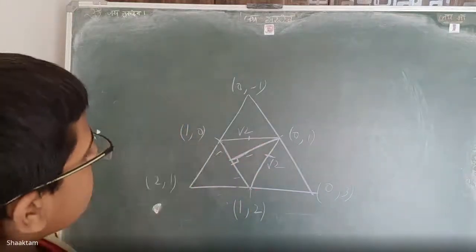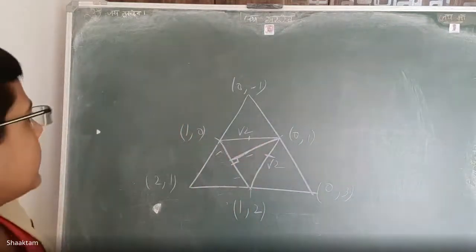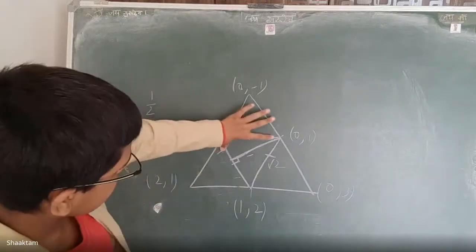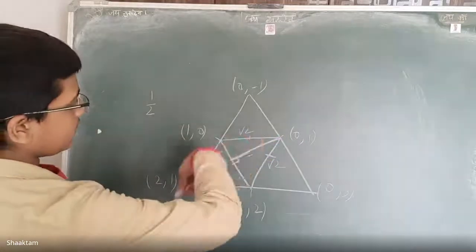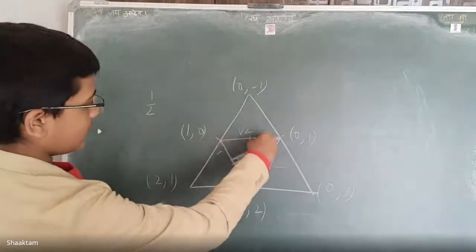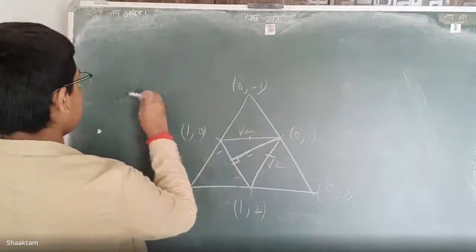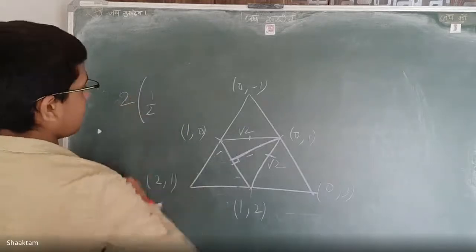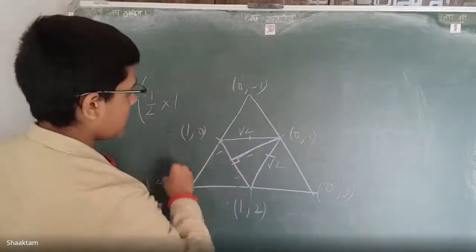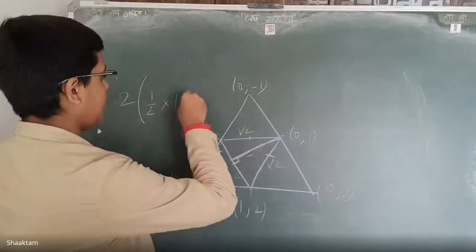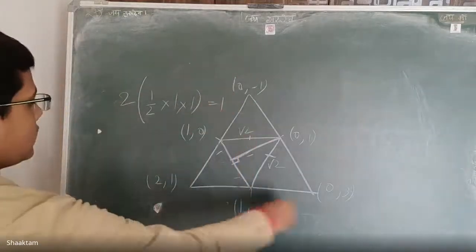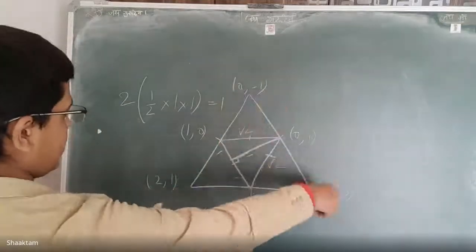And then we can say, the area of a triangle is half into base into height. Let me take these two triangles. They are congruent since the sides are 1, root 2, 1 and 1, root 2, 1. So 2 into half of 1 is the base and 1 is the height. So 2 into half into 1 into 1, this is 1. And then the area of the whole triangle you can also find.